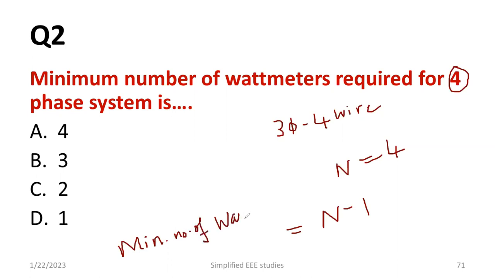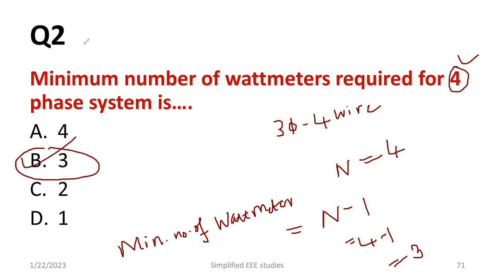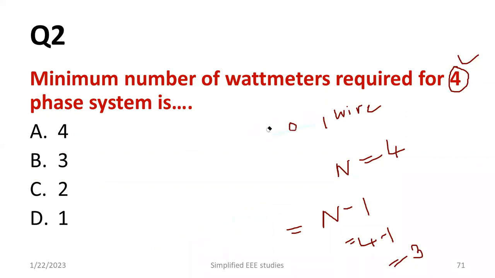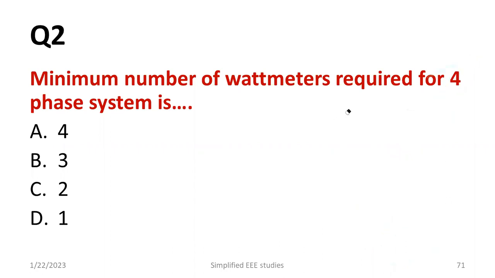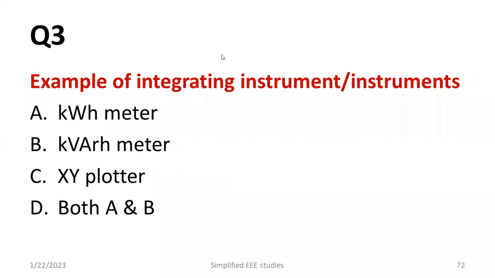Please make a note of this, very important. No need to think of any other concept. Directly you can apply the shortcut, because the answer is very important for the competitive examination. As you can see, they have mentioned four phases. Obviously, the minimum number of watt meters is n minus 1. What is n minus 1? 4 minus 1, that is nothing but 3. The right answer is option B. Please go ahead with option B. So moving on to another discussion. Kindly note down these shortcuts. Definitely that will help you give the right answer during the competitive examination without a second thought.